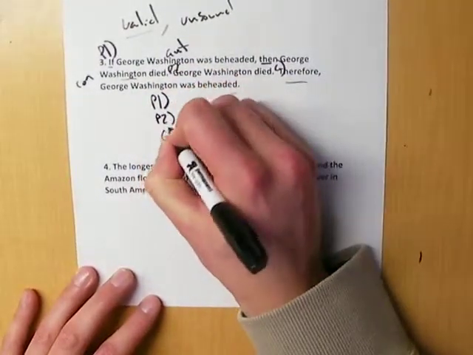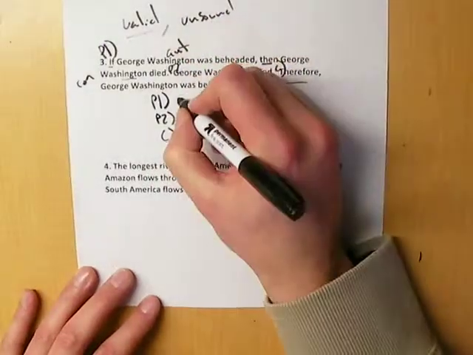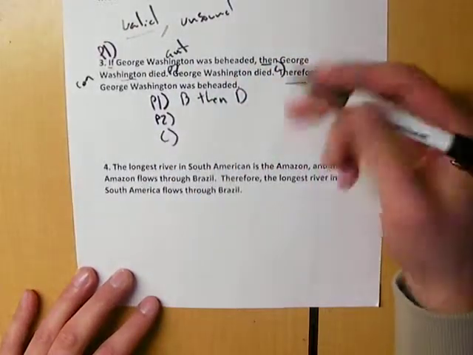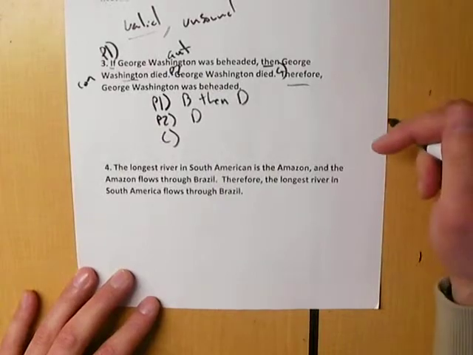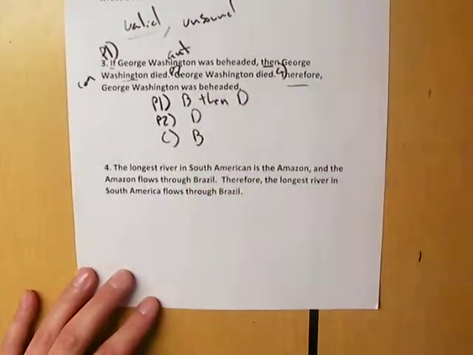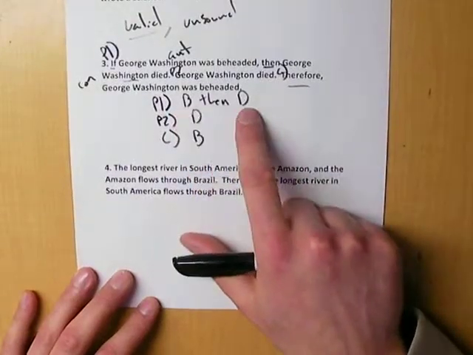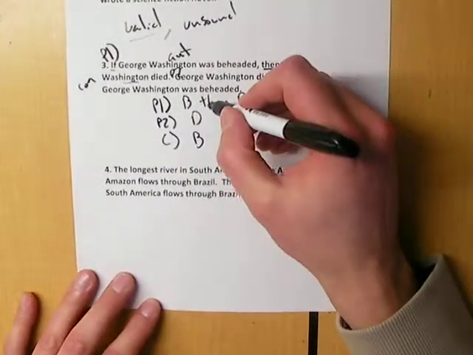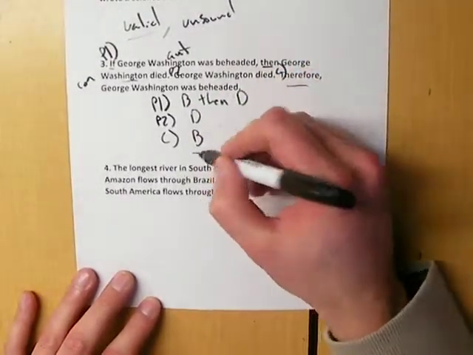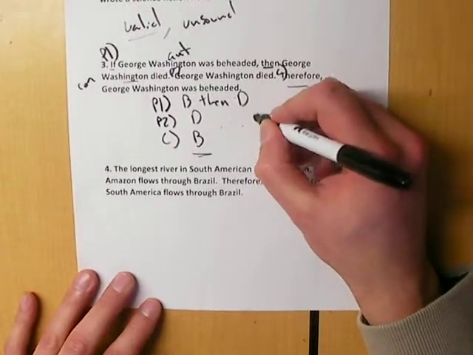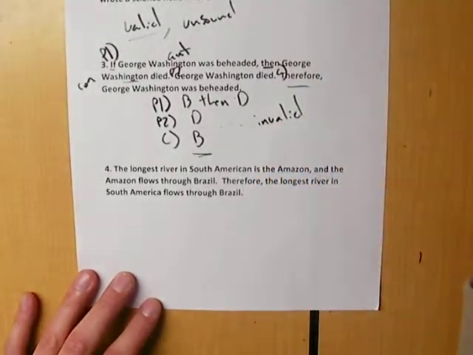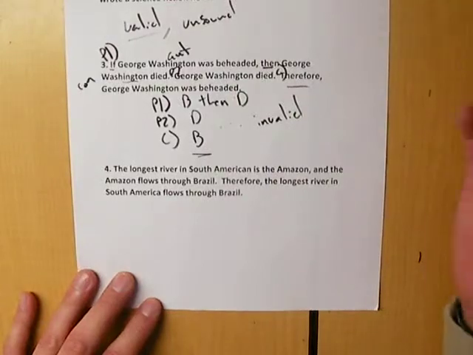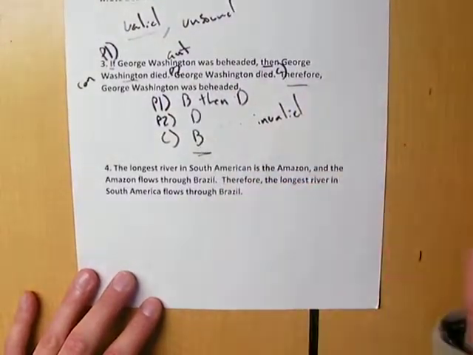P1, P2, and there's our conclusion. If Washington was beheaded, then he died. Washington did in fact die. Therefore, he was beheaded. And I'm just abbreviating there, obviously. B, beheaded, D, died. So is this one a valid argument form? Is it the case that if these two are true, P1 and P2, that one has to be true? And that doesn't follow. This one is invalid. Specifically, this is a fallacy known as affirming the consequent. It doesn't follow with necessity that if these two are true, that one's got to be true.